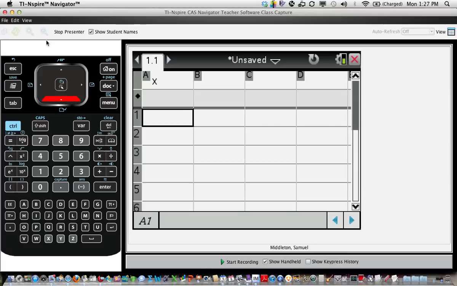Okay, I want to put in this first column a 0. We want to go from 0 to 2 pi, and we want to add pi/8 each time. Now, there's probably a faster way to do this, but this will work. So put a 0 and hit enter.